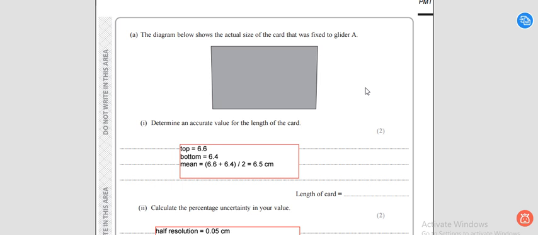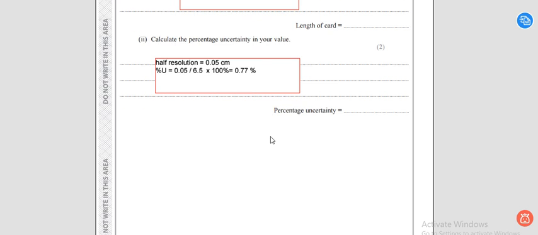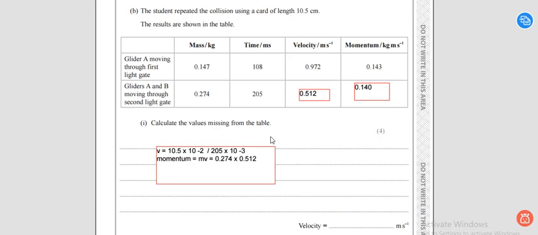How to measure the length of the card. We will take the length for the top and the bottom and take the average. Percent uncertainty is half the resolution. The resolution of a rule is 0.1 centimeter, and we will divide it by the mean here. Card of 10.5 centimeter.